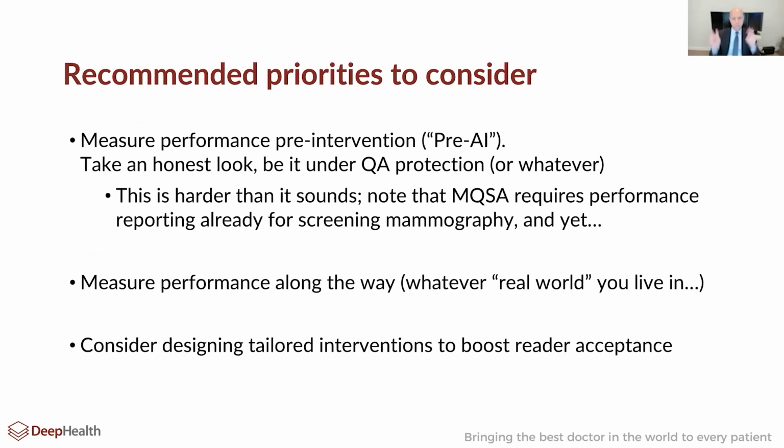So in conclusion, I would say here are some recommended priorities for you to consider. Measure performance pre-AI. Take an honest look at it, whether that's under QA protection or whatever you need. It's harder than it sounds. In the breast, we have MQSA requirements to measure our performance, and it's still hard to get this data, despite mandates from Congress and resources to go into that. Second, when you start to roll things out in a pilot phase or whatever, please measure. Look and see if it's working the way you expect. Feedback is the breakfast of champions, and you've got to get some feedback on how things are going.